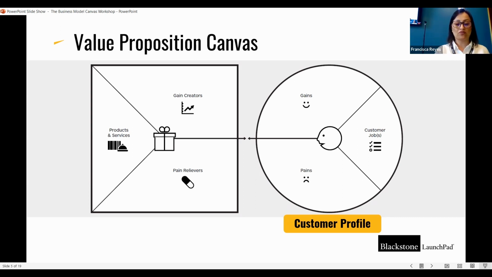And now let's go to the left. On the left one, we have the value map. And here's what we can work on to increase our value proposition. Because we're saying, okay, I'm an entrepreneur and I'm looking for ways to add value to your life. So how can we do this? Well, we can do several things.